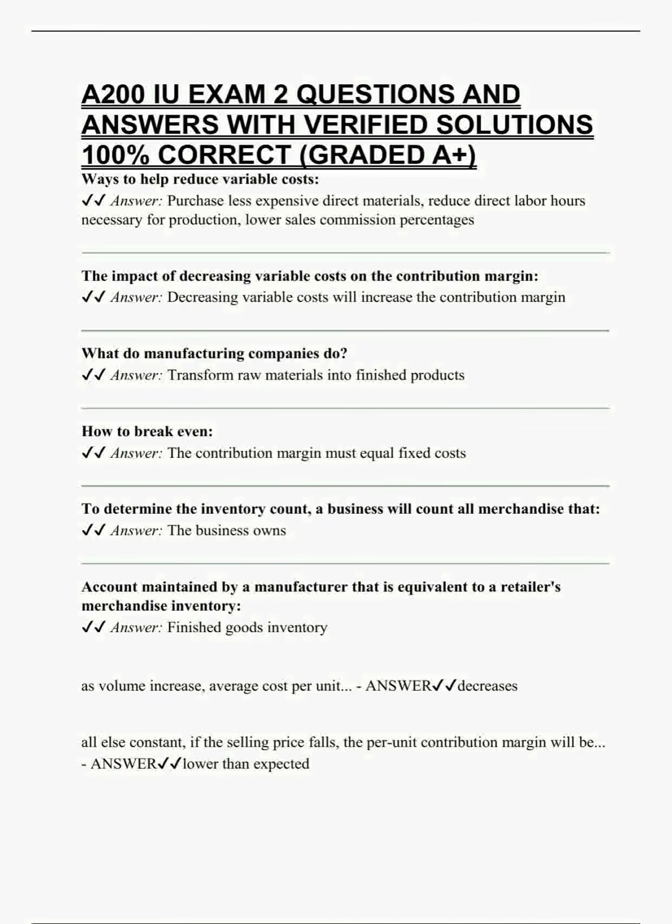As volume increases, average cost per unit. Answer: Decreases. All else constant, if the selling price falls, the per unit contribution margin will be: lower than expected.